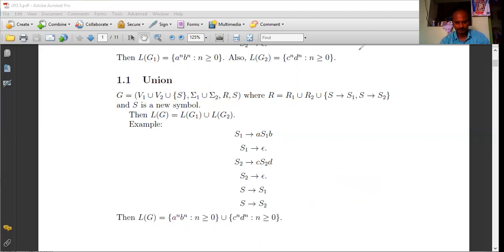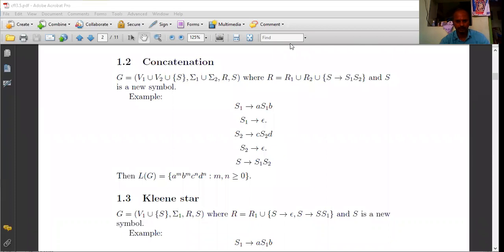And next, here observe this. The context-free grammars are closed under concatenation. Concatenation means, we know very well, concatenating two strings means the first string is followed by the second string. Here the concatenated grammar G contains the variables in G1 and the variables in G2 and one new variable, as we discussed in the union.